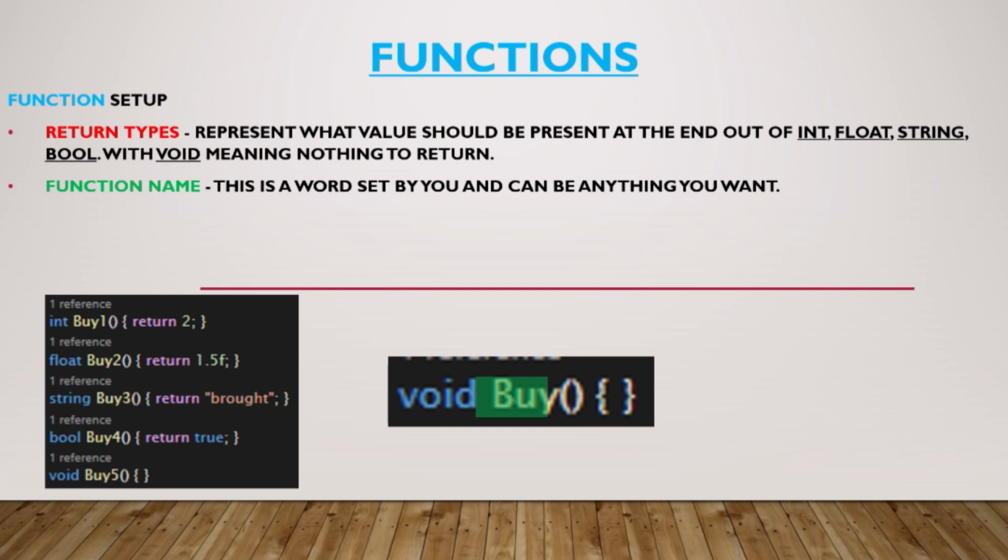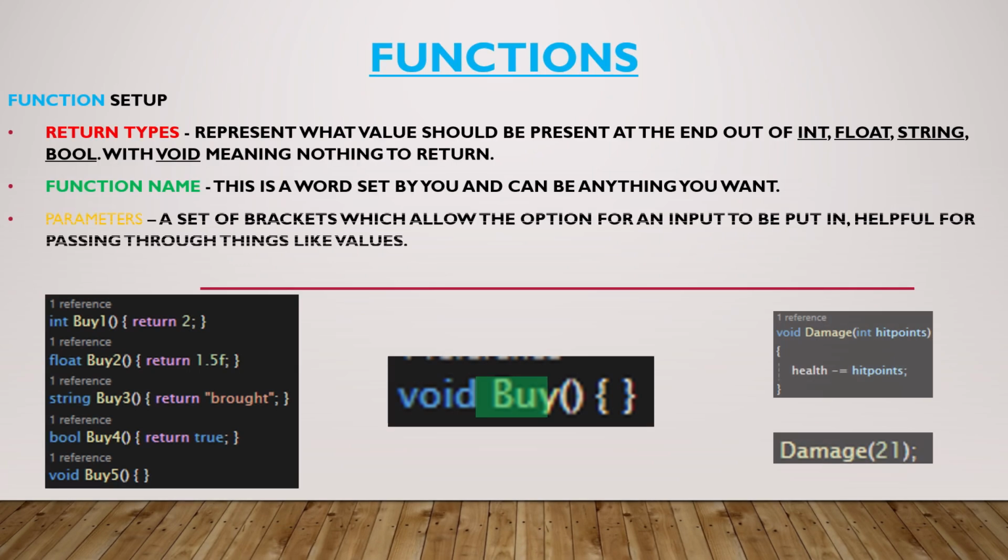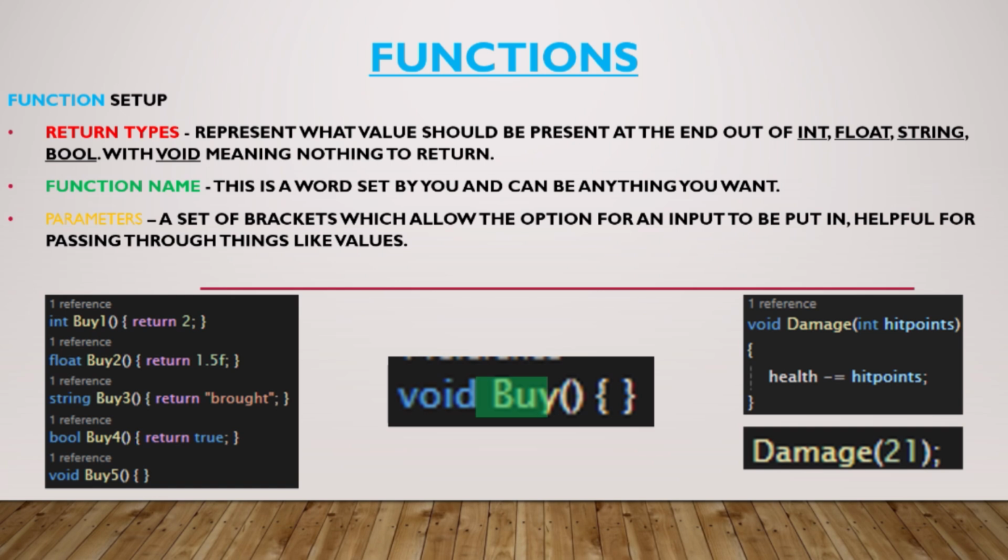Next is the function name, which is solely picked by you. It can be anything you like and makes sense to solely you. Finally is the parameters. This is an input that is needed by the function to operate and can be helpful for passing through things like damage values.